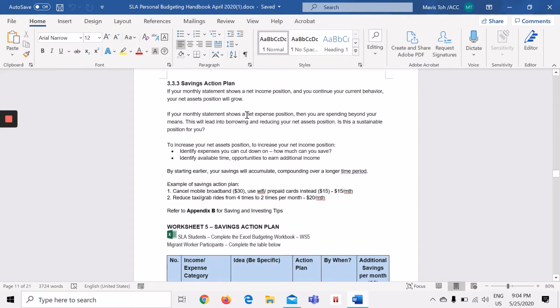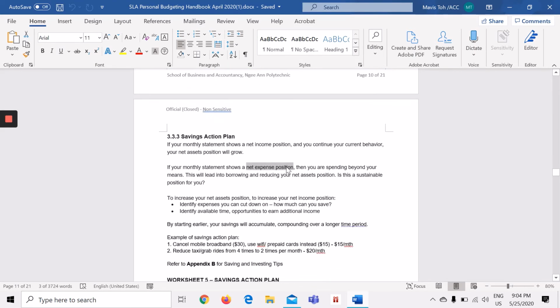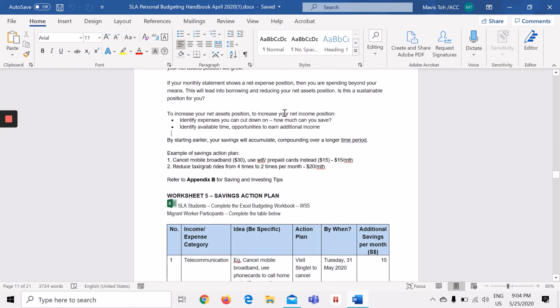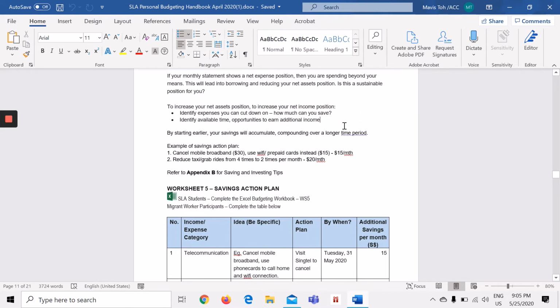However, if this shows a net expense position, which means that it will state deficit here, it means that you might not be doing very well and you are spending more than you earn. So in order to increase your net asset position or your net income position, you can identify the expenses that you can cut down, like maybe buying fewer clothes or cutting down on what you want to eat. And then you can find out how much you can save from cutting down the expenses.